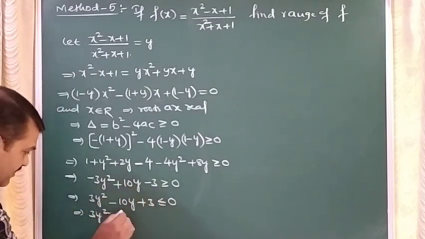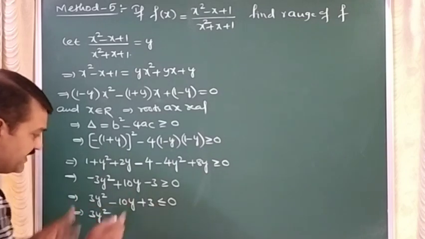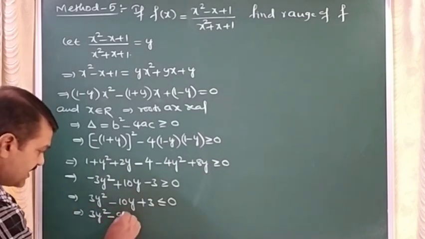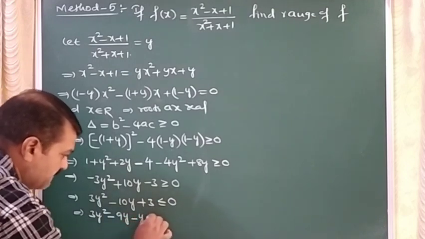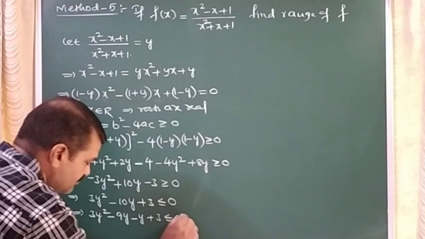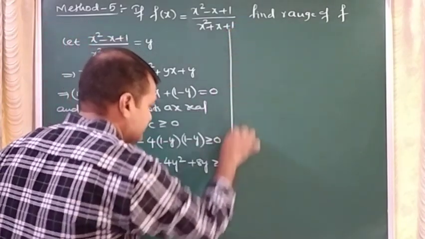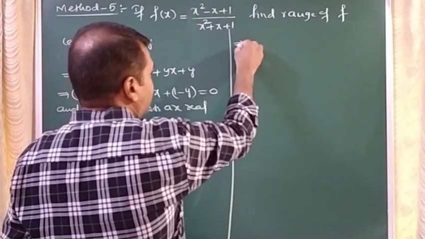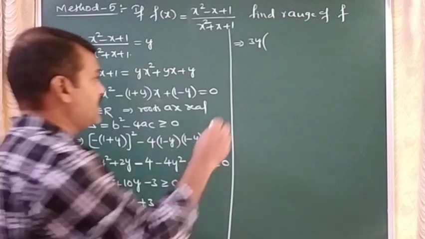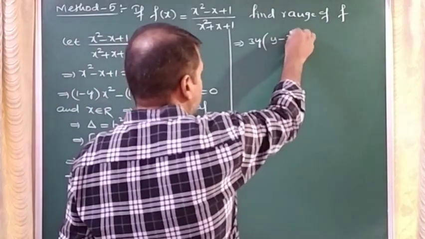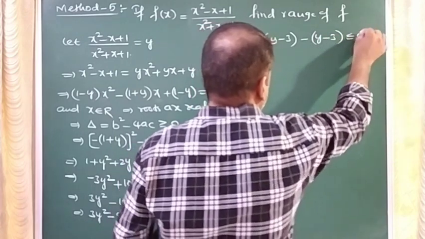So 3y square factors: multiplying gives 9, adding gives minus 10. So the factors are minus 9 and minus 1. In the first two terms, 3y is common: 3y into y minus 3. In the last two terms, minus 1 is common: y minus 3.